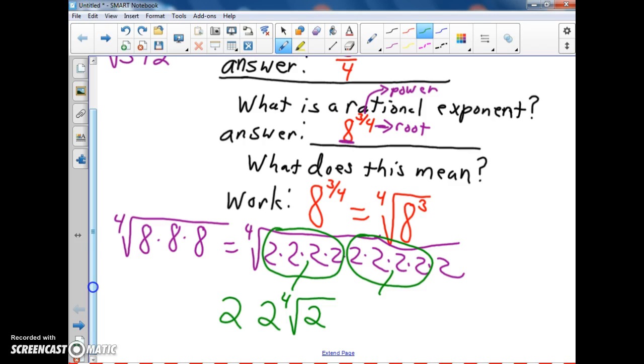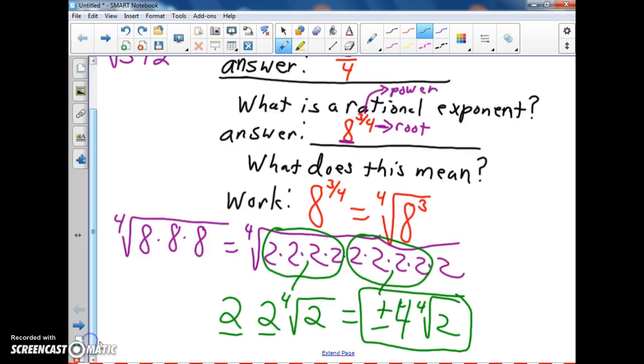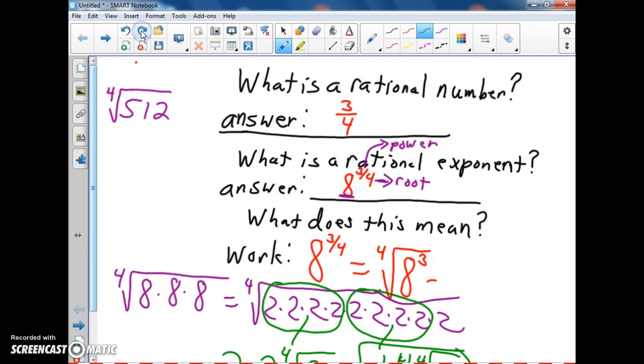What do you do with these two 2s right here? Multiply. So what's the answer? The 4th root of 2, right? And then plus or minus. Good. Plus or minus 4th root of 2. There's your answer right there. And you got the answer. That's what you're going to write down now.